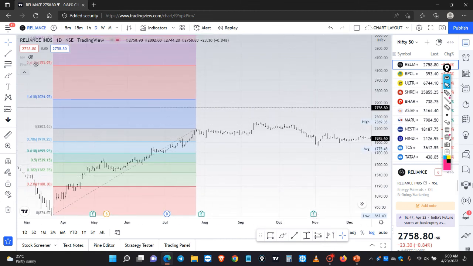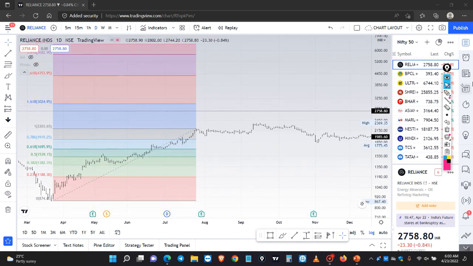Basically, Fibonacci retracement is used for setting targets. Suppose you're buying somewhere around here, this should be your stop loss and this can be your target, isn't it? So Fibonacci retracement generally is used for target setting.